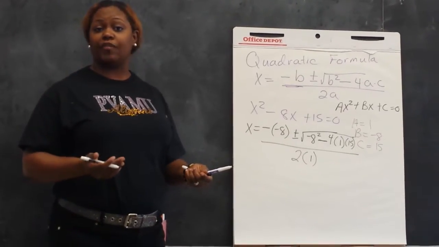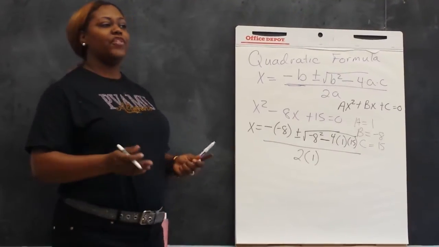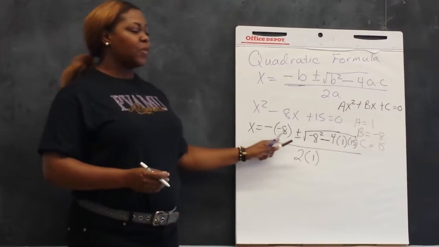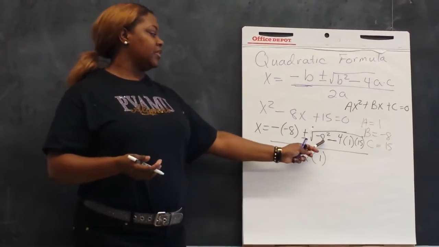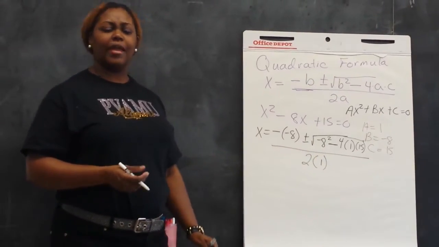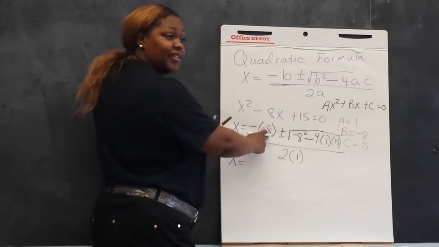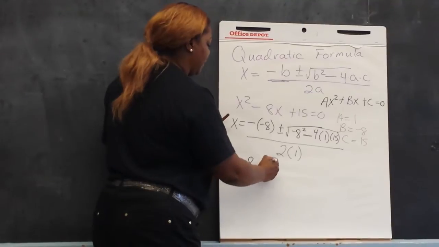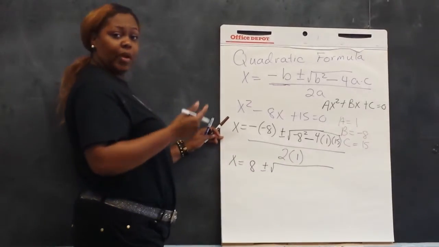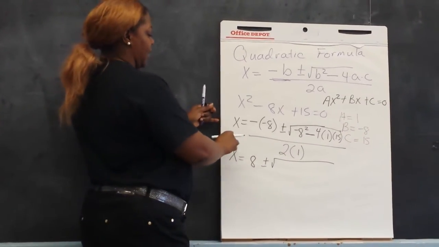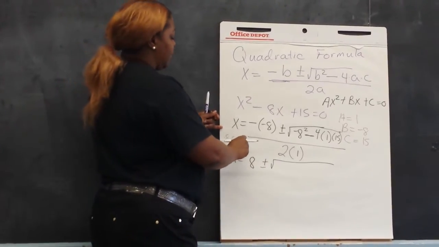Now you have to consider your order of operations, usually known as Please Excuse My Dear Aunt Sally. The parentheses stand for multiplication, so you're not computing inside the parentheses, but you are considering the square. x equals a negative times a negative, which gives us a positive 8, plus or minus the square root of 8 squared. That's the same thing as 8 times 8, both of them being negative. A negative times a negative is a positive. You get 64.